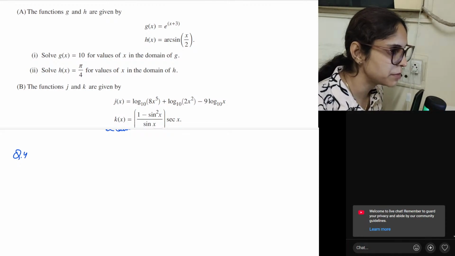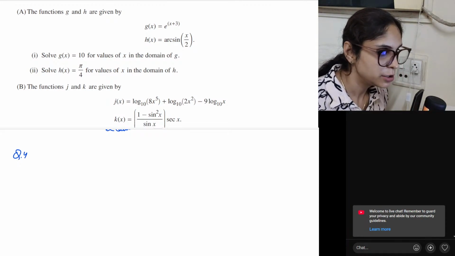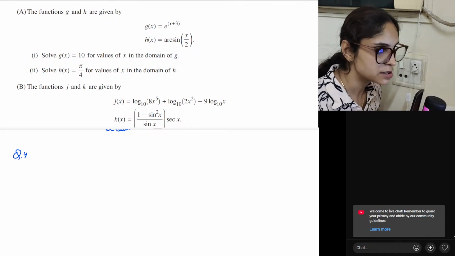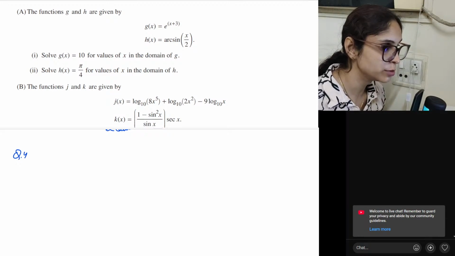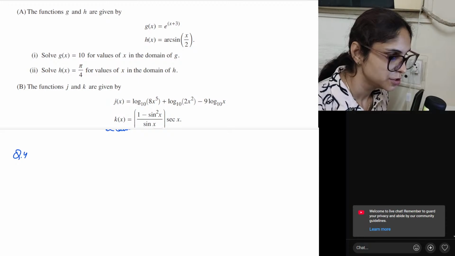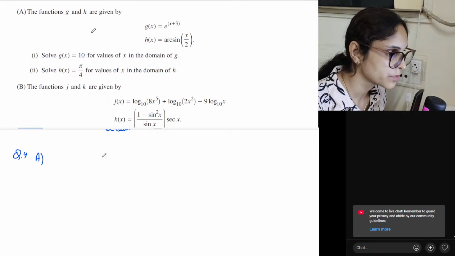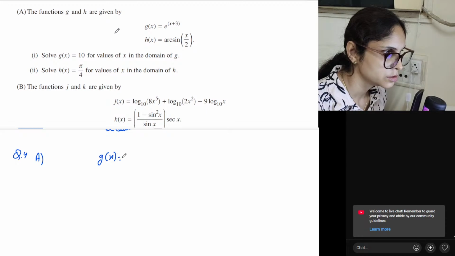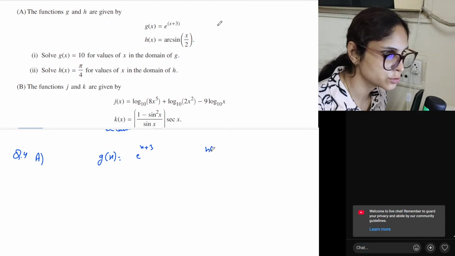Now the question is saying part A, functions g and h are given by g of x is e to the power x plus 3, h of x is arc sine x over 2. Arc sine means sine inverse. Solve g of x equal to 10 for values of x in the domain of g. No calculator is allowed, so we'll have to do all the work by ourselves.